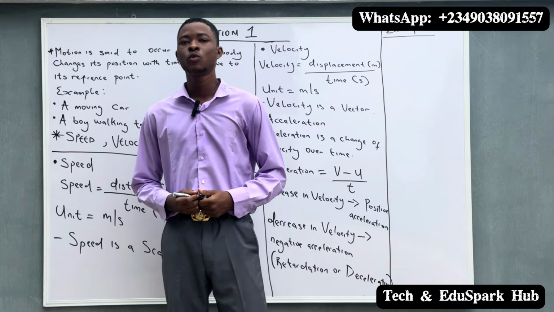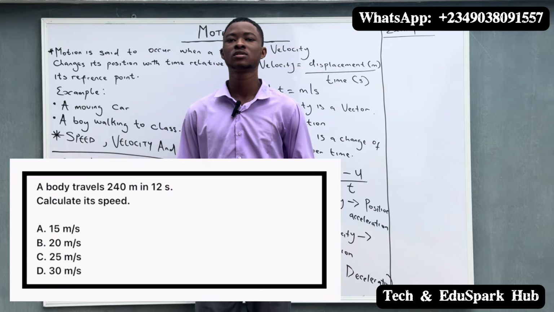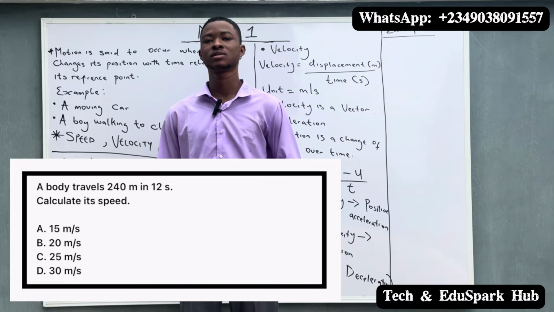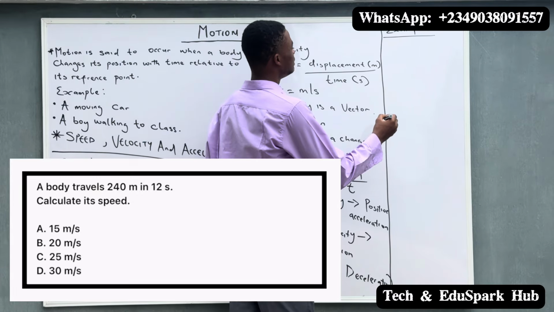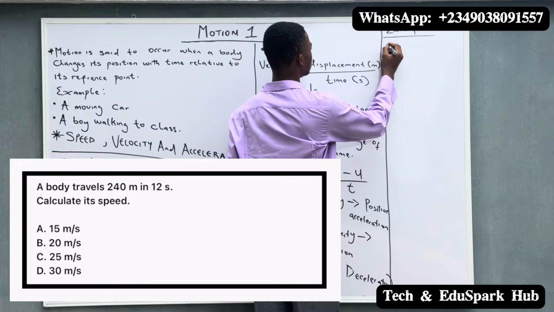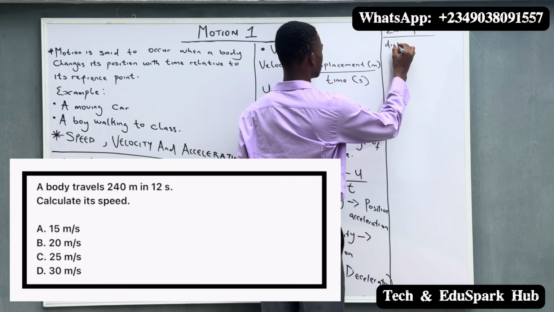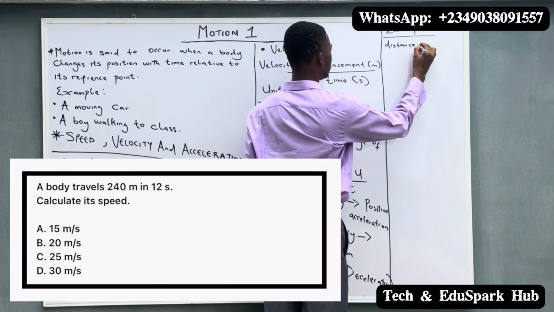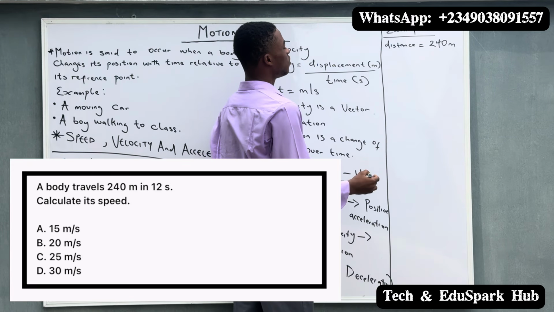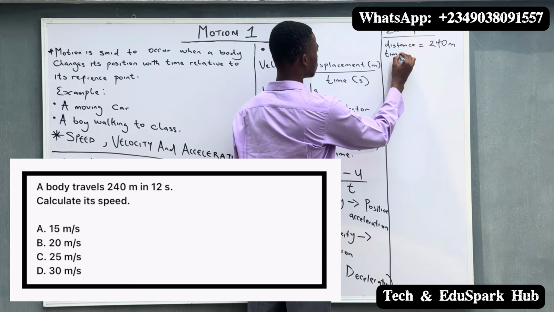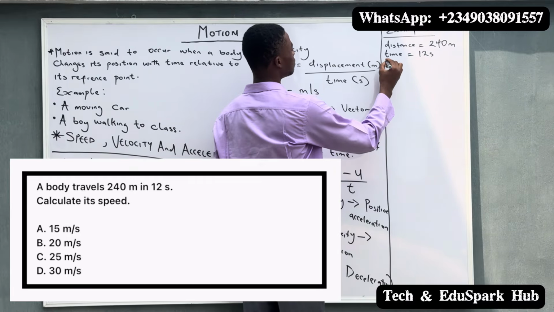So the first example, as displayed on the screen, says that a body travels 240 meters in 12 seconds. Find its speed. So in this case, we are given the distance, which is what the body traveled, to be equal to what? 240 meters. And secondly, we're also given the time, which is equal to 12 seconds. And the question is asking us to calculate the speed.